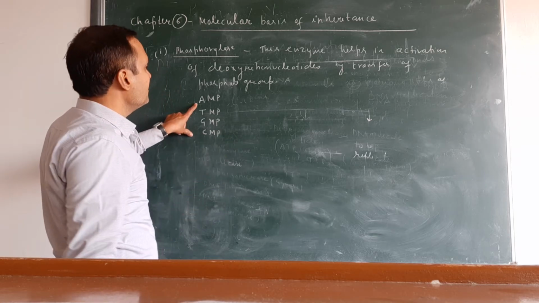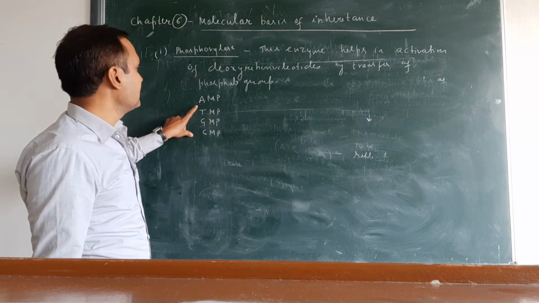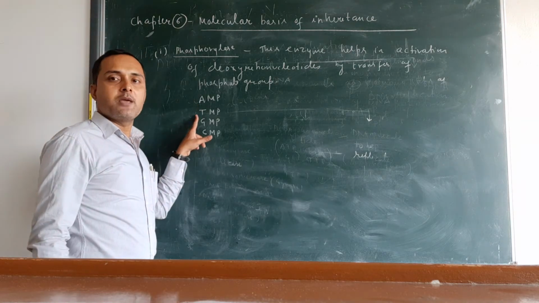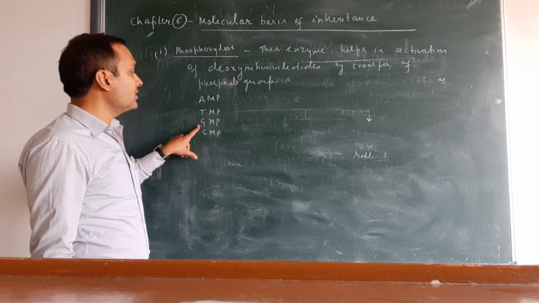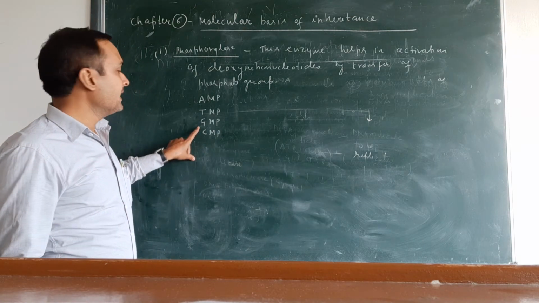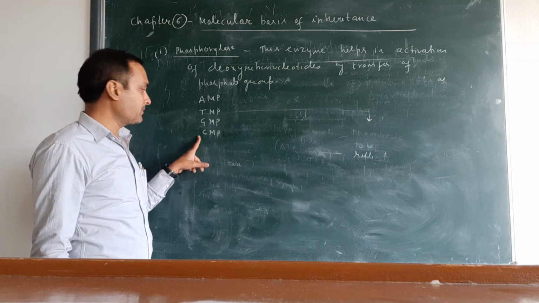AMP stands for adenosine mononucleotide phosphate. TMP stands for thymine mononucleotide phosphate. GMP stands for guanosine mononucleotide phosphate, and CMP stands for cytosine mononucleotide phosphate.